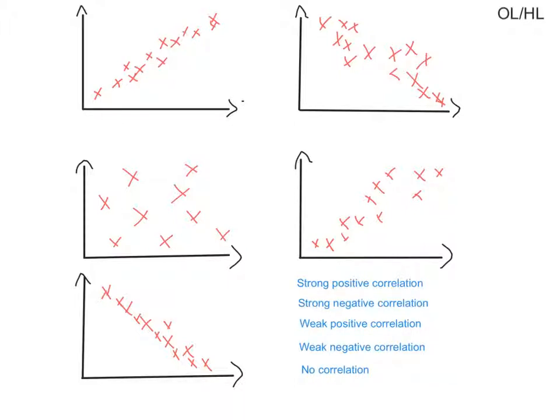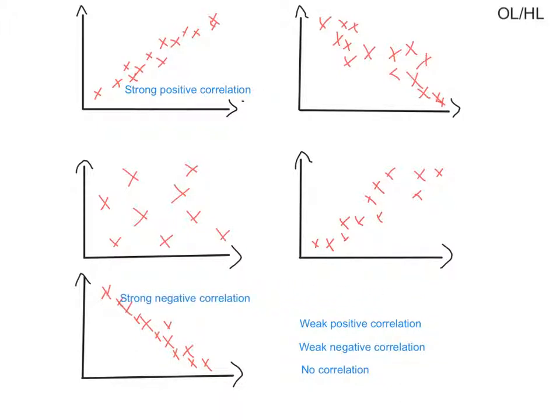Let's take a look at the first label, strong positive correlation. As the correlation is strong, the points have to resemble a straight line. As the correlation is positive, as x increases, y increases. So this means the top diagram on the left is the strong positive correlation. For the strong negative correlation, the points also have to resemble a straight line, but this time, as our x values increase, our y values decrease. So this means the bottom diagram is strong negative correlation.